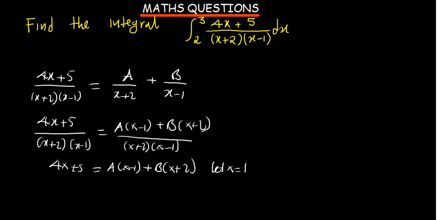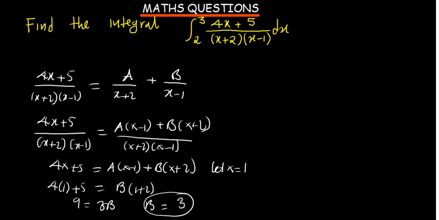So this will be 4 times 1 plus 5 is equal to, I'm going to put here a 1, that will become 0, so we'll remain with just B(1 + 2). So that will be 9 is equal to 3B, meaning that B is equal to 3.